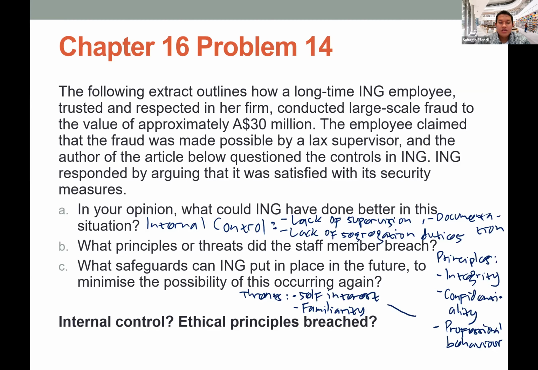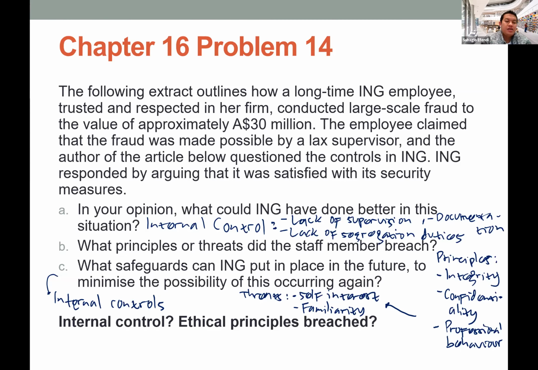And lastly, what safeguards can ING put in place in the future to minimize the possibility of this occurring again? So I think the key is improving the internal control. The company should improve the supervision quality, segregate the duties, and put proper documentation in place. So basically, improve the internal controls.